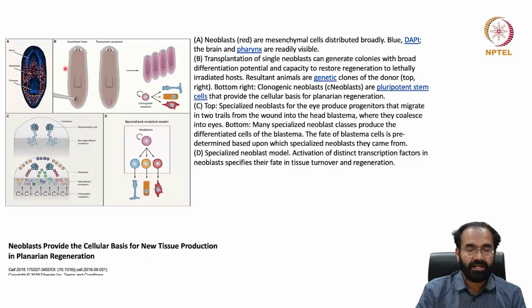So in this picture, as you can see in panel A, a picture we have seen before, neoblasts are the only mitotic cells, and they are proliferating. You can see the pharyngeal region where the neoblasts are minimal, and wherever you see the red color dots, they are the neoblast population, the dividing ones.